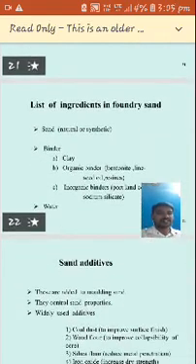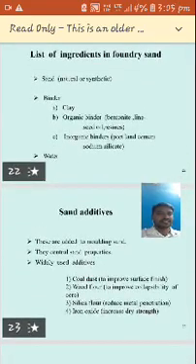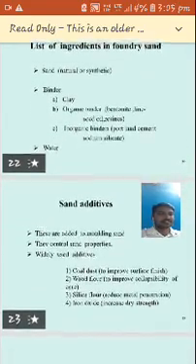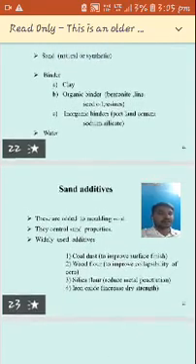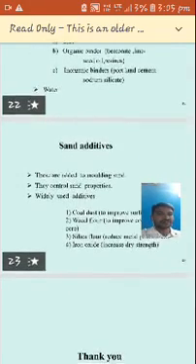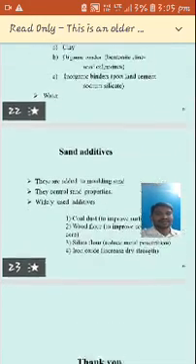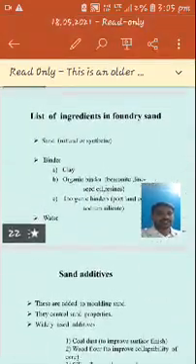So the list of ingredients in foundry sand. What are the ingredients? Natural and synthetic sand, that is the sand. Binders: clay binders, organic binders and inorganic binders. The next one is water. Then we have additives, so binders and additives.